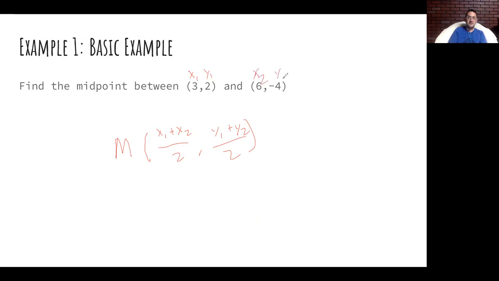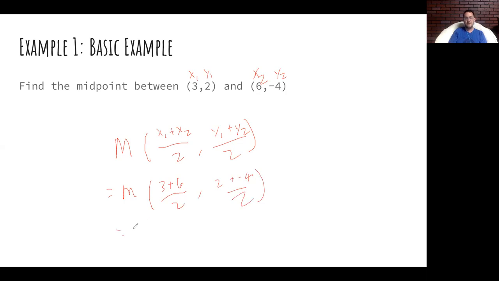Do not confuse this with the distance formula. You are being asked for the midpoint. So I'm going to substitute the x1, y1, x2, y2s into my formulas. So I have x's divided by 2. I'm going to do 3 plus 6 divided by 2. And then I'm going to have 2 plus -4 divided by 2.